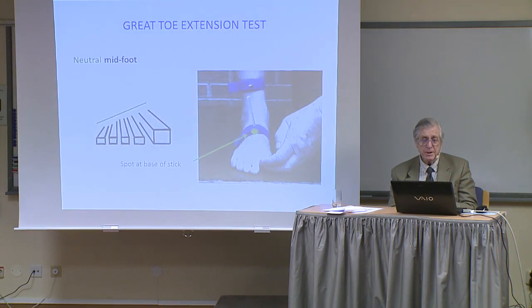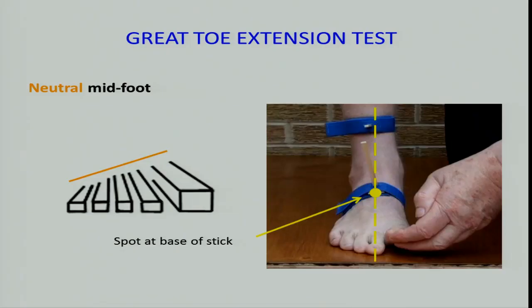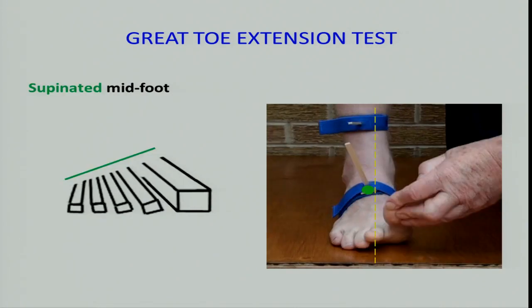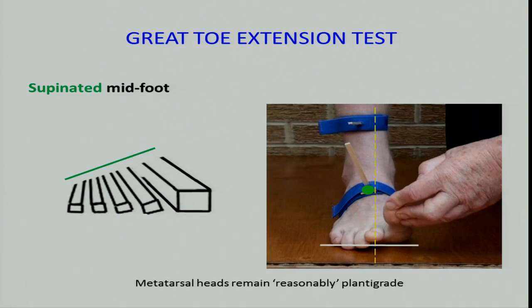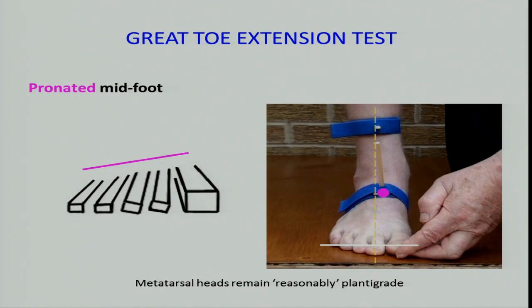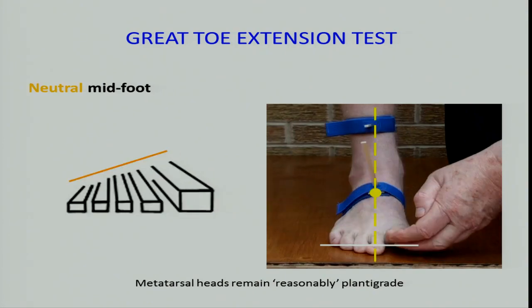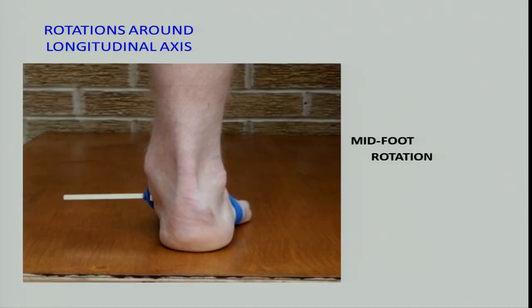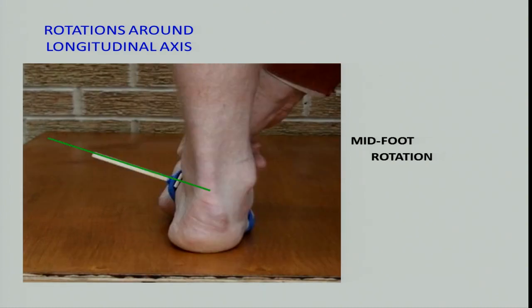So that's a mark at the base of the stick in neutral position. Midfoot supination, forefoot plantigrade. So that's what we think happens as regards the metatarsal twist of Hicks, as it compensates for mid-tarsal rotation. There's the midfoot movement looked at from behind, 20 degrees.